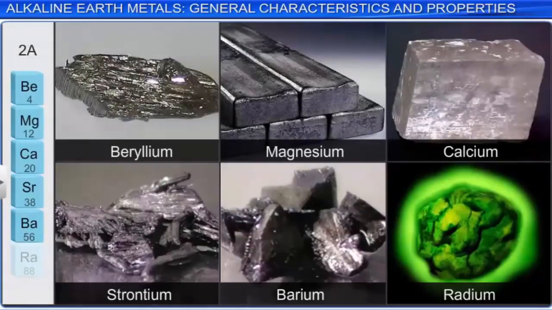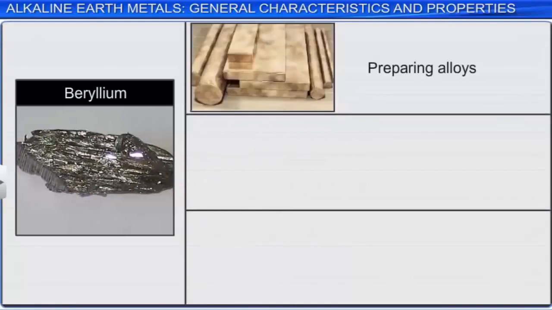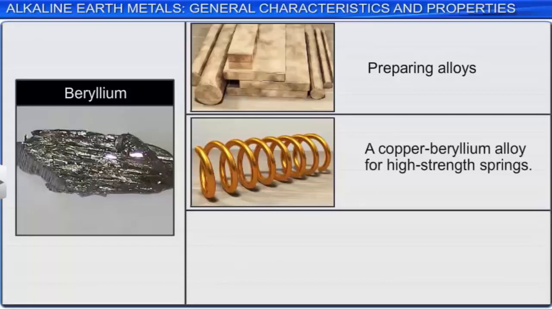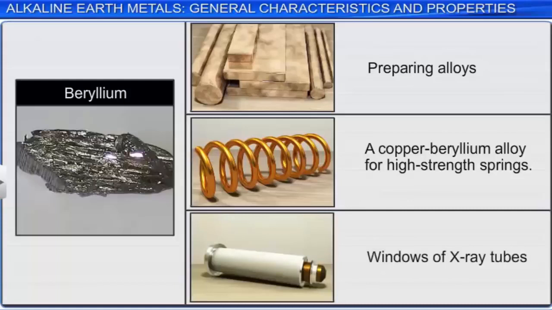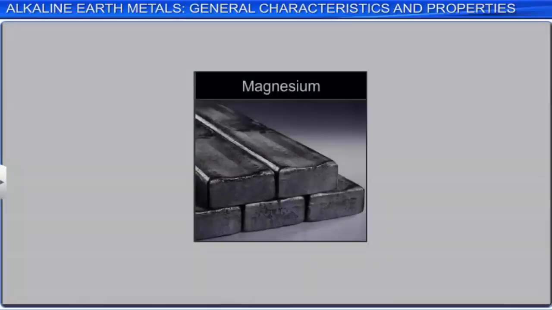The alkali earth metals are used for a variety of purposes. We'll wrap up this module with an overview of the uses of these metals. Beryllium is used in many industries. It is used to prepare several alloys. The copper beryllium alloy is used to manufacture high-strength springs. Metallic beryllium is used for the windows of X-ray tubes. The inhalation of beryllium dust, vapor, or its compounds can cause berylliosis, a serious form of metal poisoning.